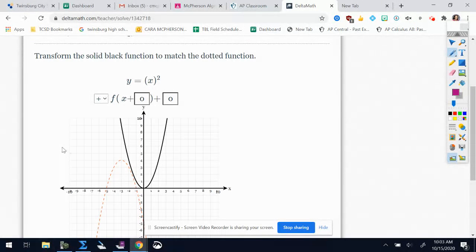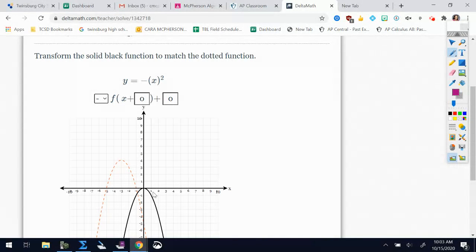First thing I notice is my dotted one is flipped upside down. So I need to take this little box and change that to a negative. And notice when you do that, it flips it for you, which I love. Then I'm going to look and see how I went from my vertex of my black one to the dotted one, and it looks like it goes left 3 spaces. So if it's going to go left 3 spaces, that's going to need to be a +3. And notice when I type that in, it goes left 3.